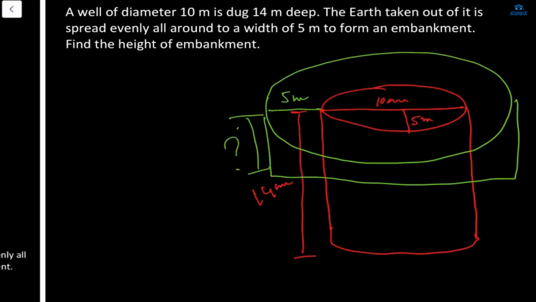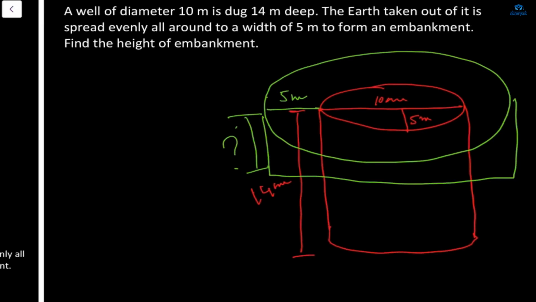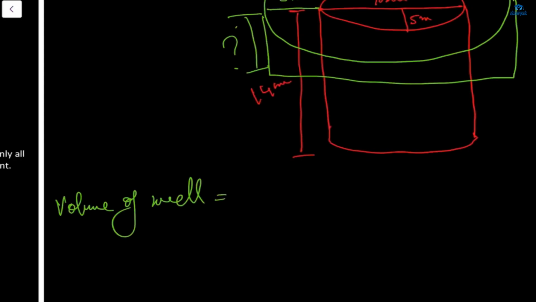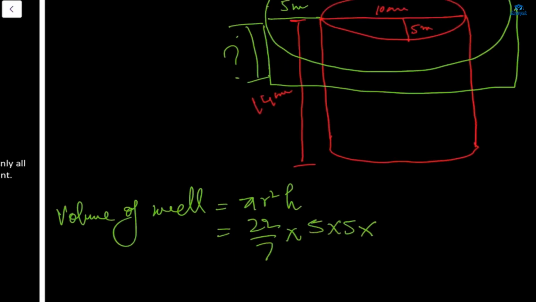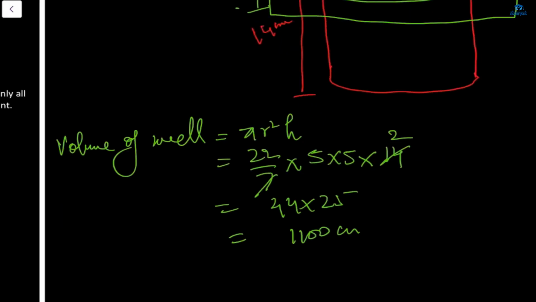So again the volume will remain the same. First of all, we need to find out the volume of the cylindrical well, because that much earth has been taken out. So volume of the well is equal to pi r square h, since it is a cylinder. I'm taking 22 by 7 into r, r is 5, so 5 into 5 into height 14 meter cube.